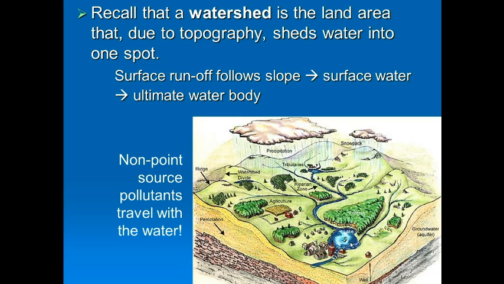Non-point source pollutants travel with the water. Okay, so what is a point source pollution? Think about anything that has a pipe. If you have a factory that dumps contaminated water into a stream or a river, that would be a point source. A non-point source would be runoff from a farm or city, something like that. That travels with the water through the watershed, eventually landing into the ultimate body of water.